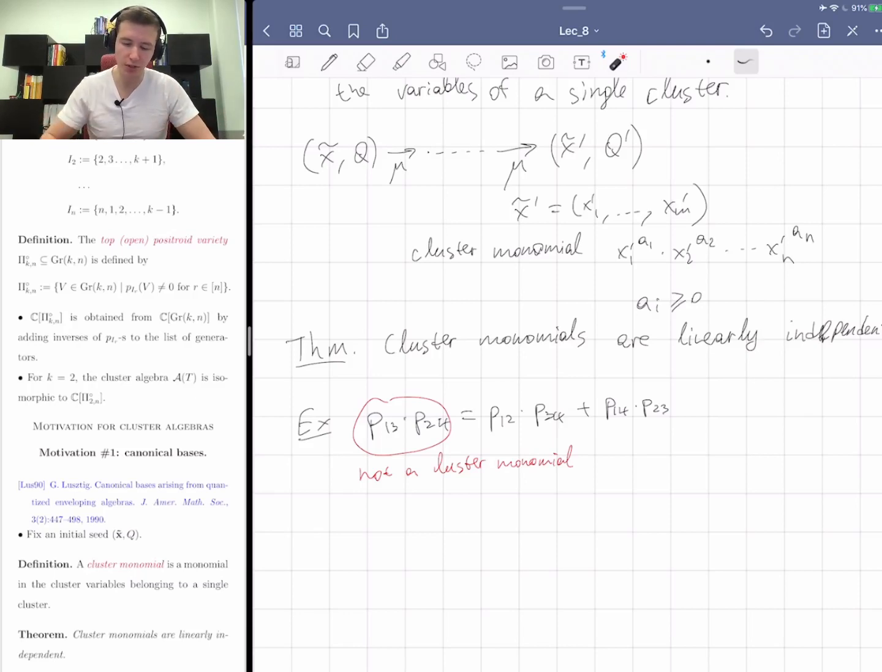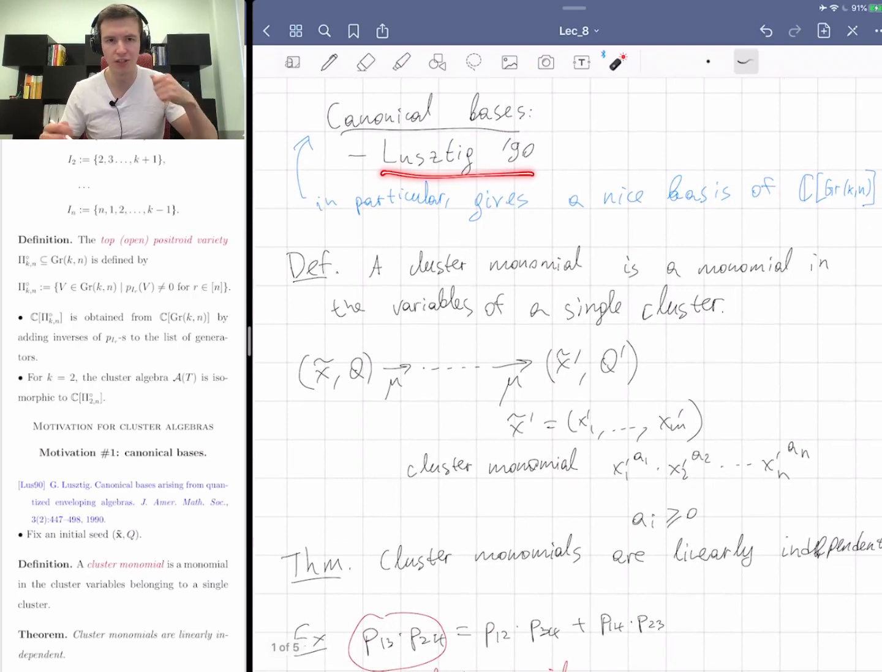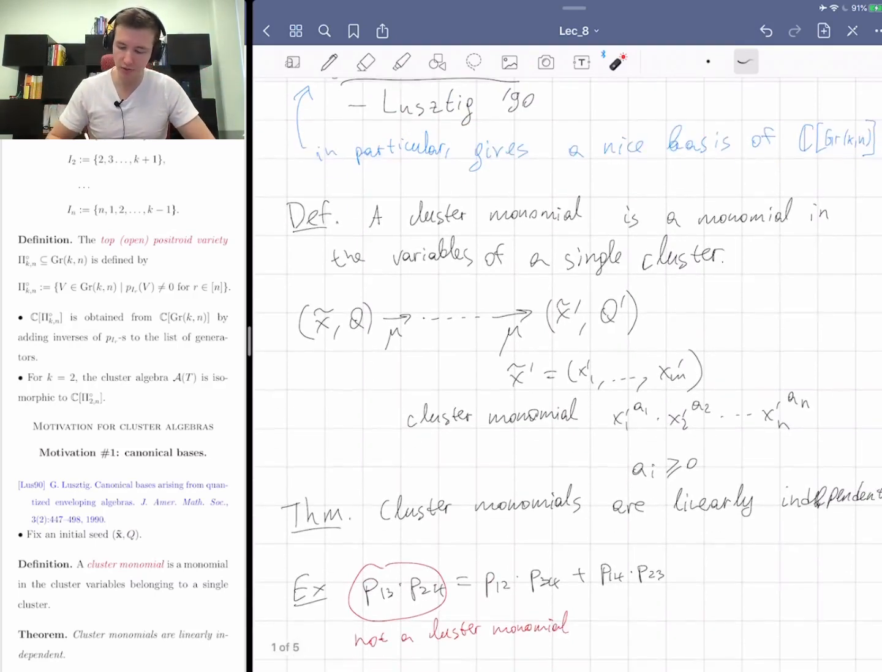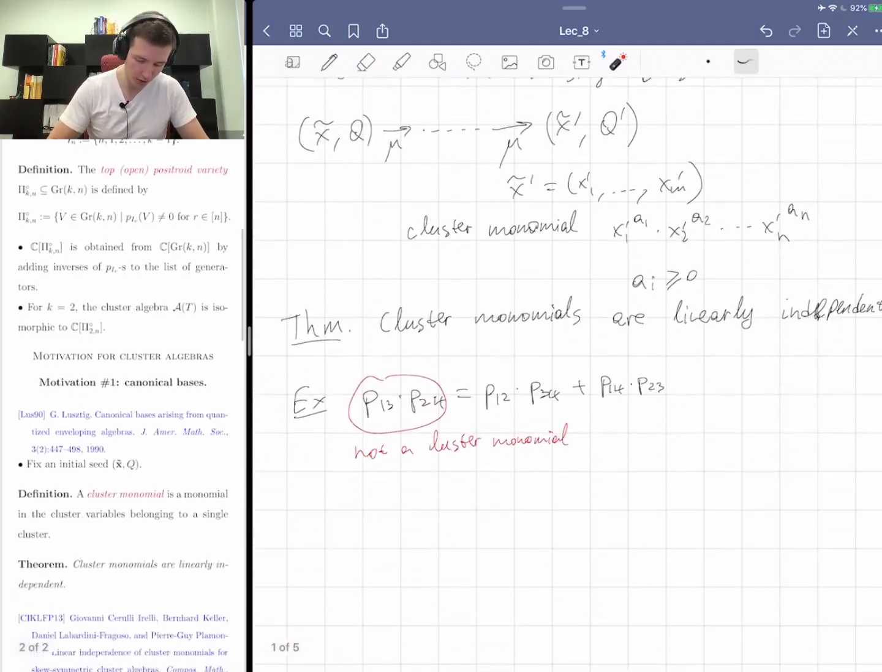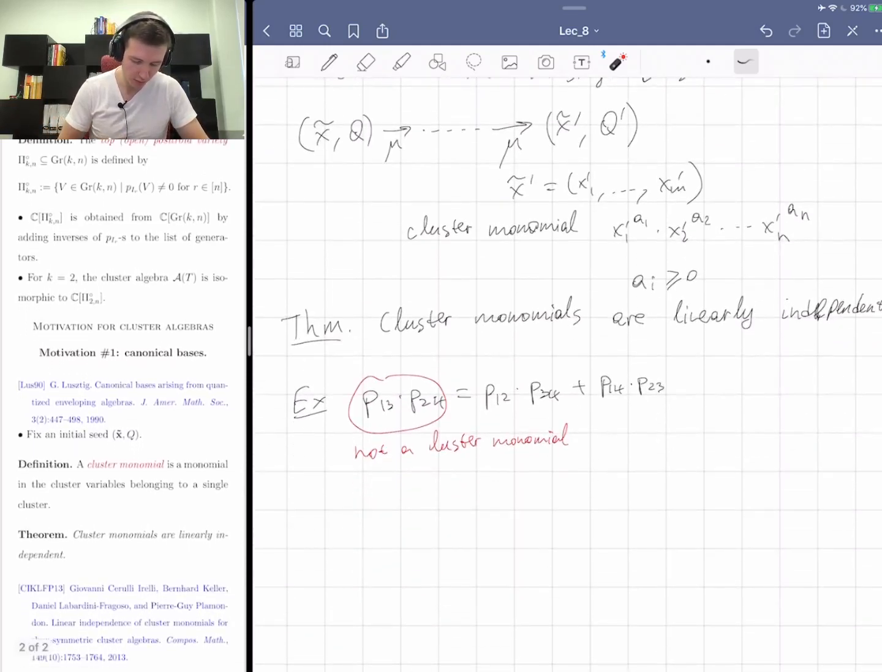And that's very nice, because Lusztig's construction is very algebraic and not really that explicit. But this is very explicit. Start with a quiver, you mutate, and then you take all those things, all the monomials, and you get some linearly independent set. And hopefully sometimes you get a basis. So maybe you always get a basis or not. And I should mention there is a paper with a lot of authors which proved the linear independence of cluster monomials. Yeah, proved this theorem basically.